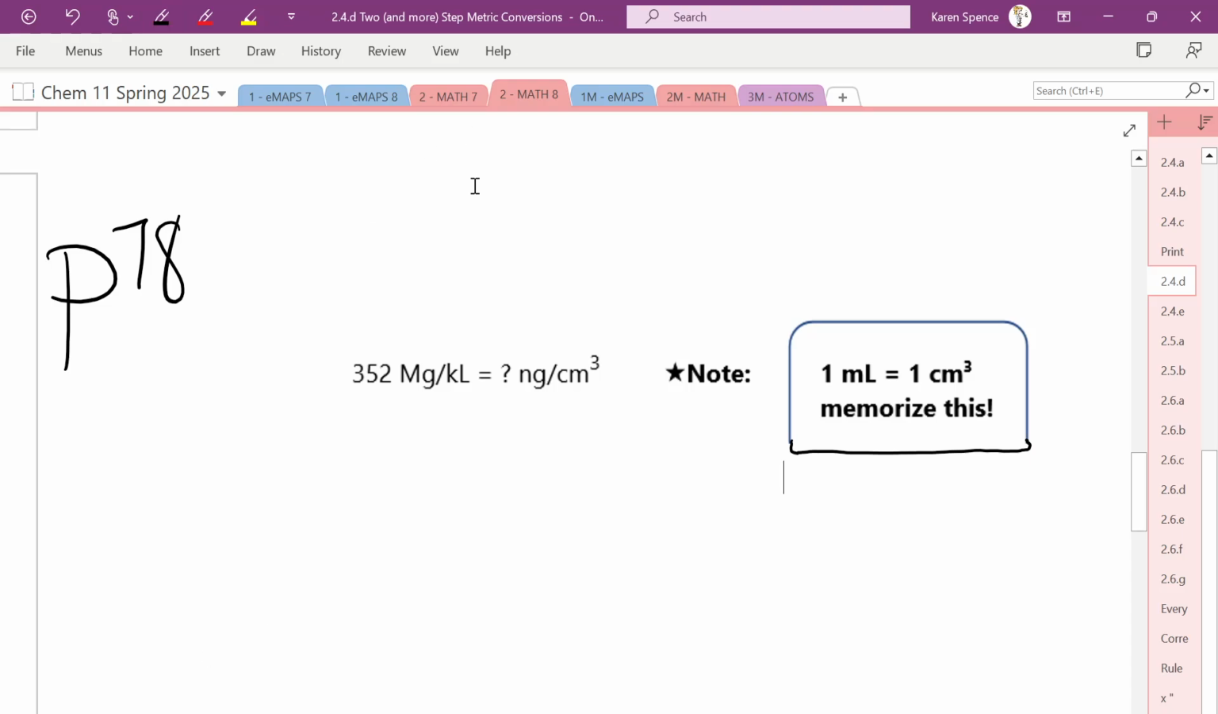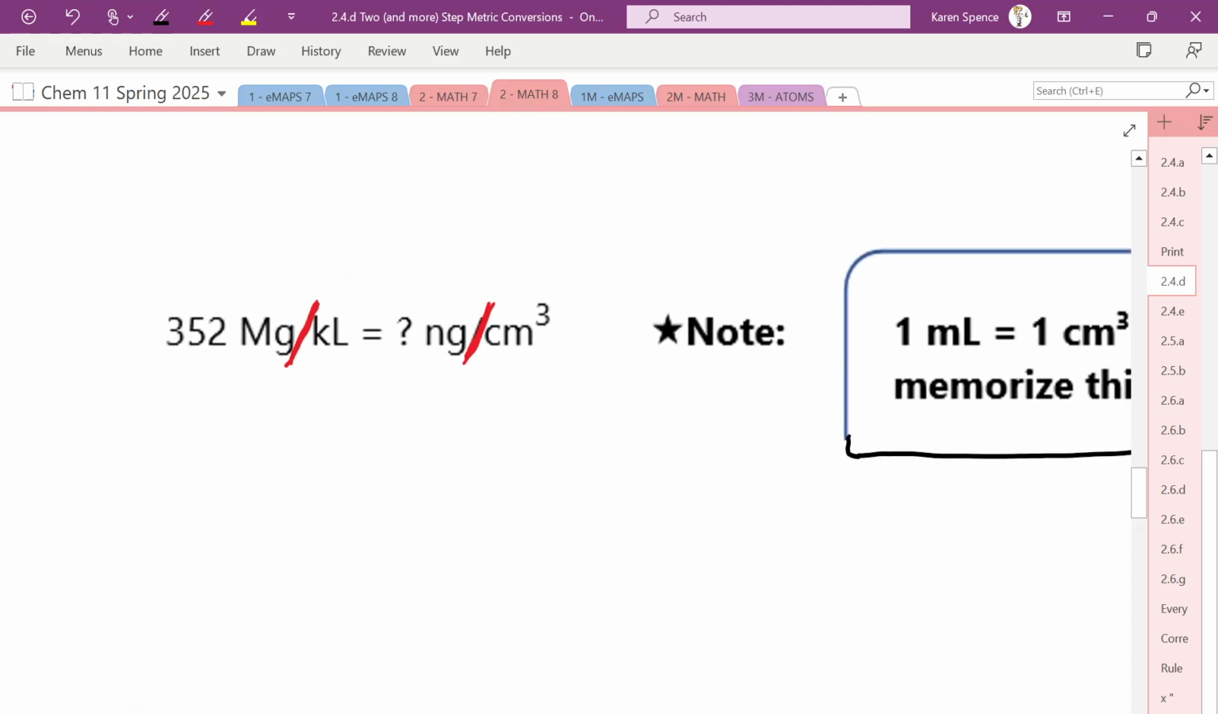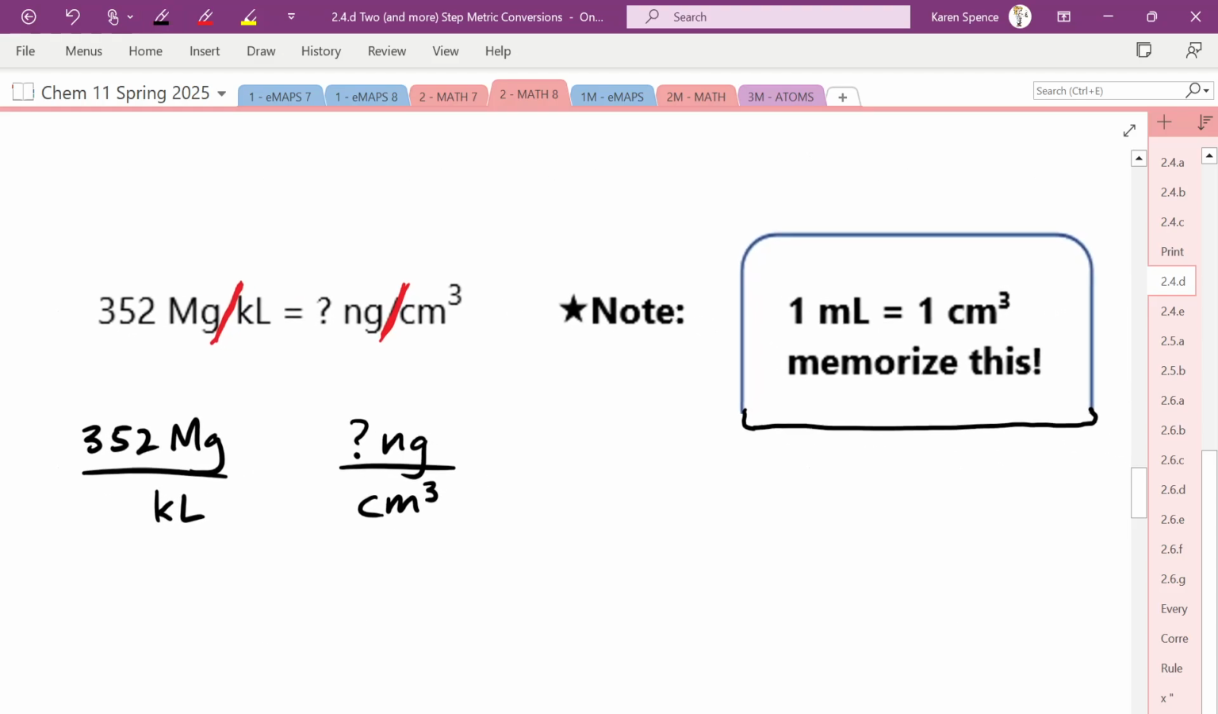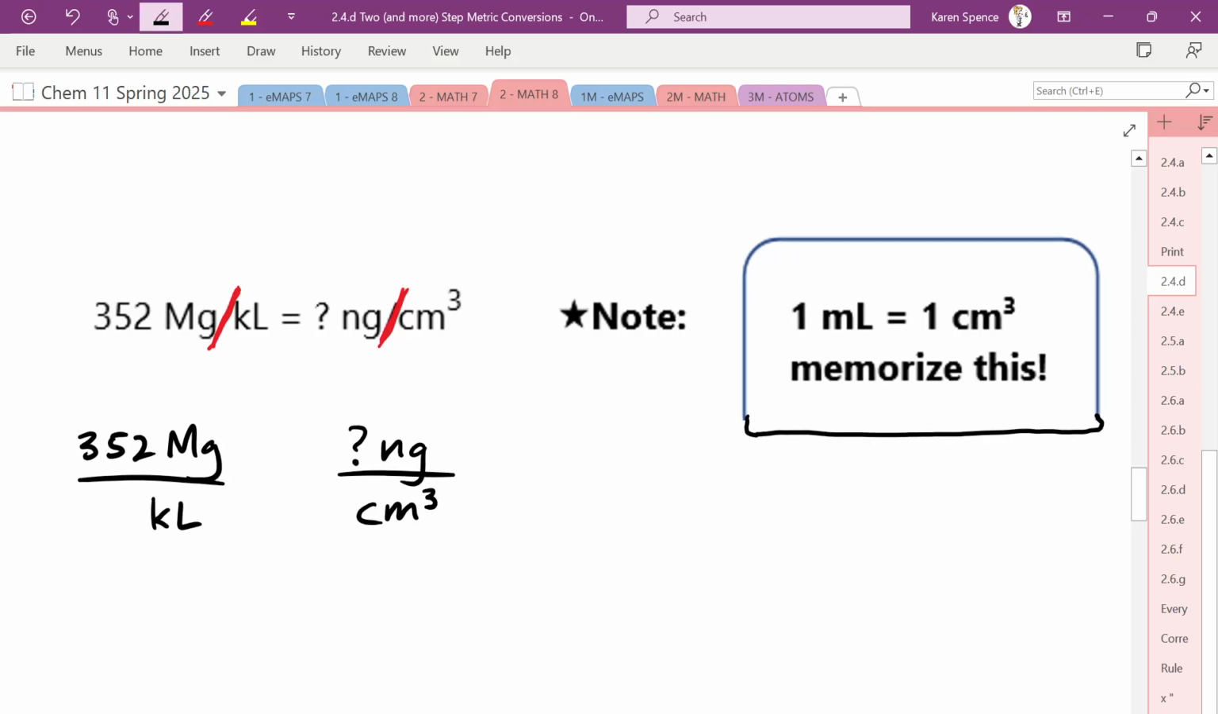So, the only thing we haven't done with metric conversions is the ones where we have this little slash, this over that. Now remember, every time you see it in this notation, you should rewrite it as 352 megagrams over kiloliters, and you should write this one as nanograms over centimeters cubed. And it is expected that you memorize that 1 milliliter is 1 centimeter cubed. And if you're like, where are we? We are on page 78.